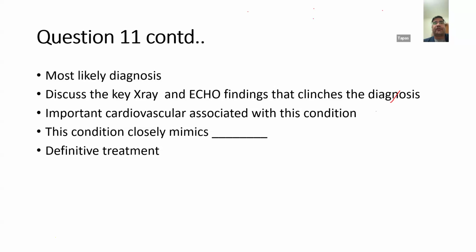Okay, definite. What is the definitive treatment? Is there any medical treatment for this condition? We already discussed we don't give PGE1 in this condition because that will actually accentuate the pulmonary venous hypertension. So correctly said, this is a case of obstructed TAPVC.